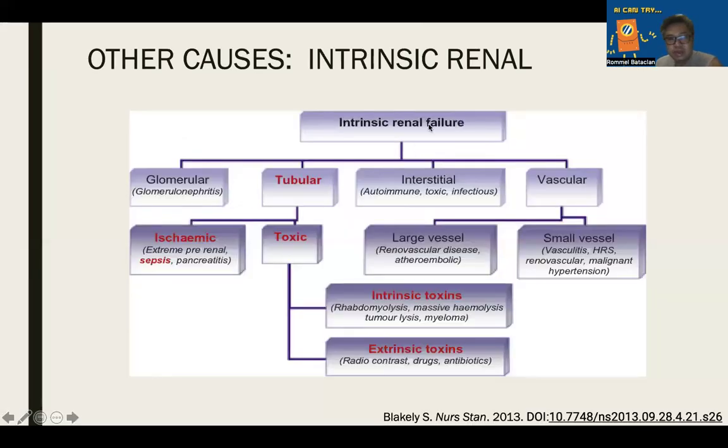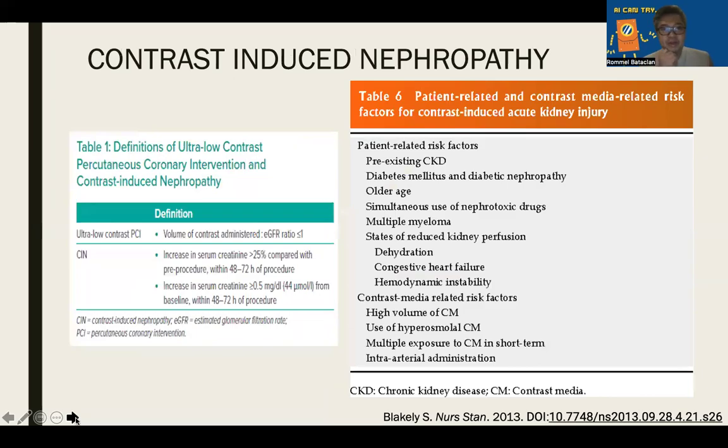So, intrinsic renal failure can be glomerular, tubular, interstitial, and vascular. We'll discuss some diseases under these four types of intrinsic renal failure. These are essentially the basic parts of the kidney: the glomerulus, the tubules, the interstitium, and the blood vessels. But before that, again, I mentioned contrast-induced nephropathy, which is due to a direct toxicity from the contrast, which is excreted by the kidneys.